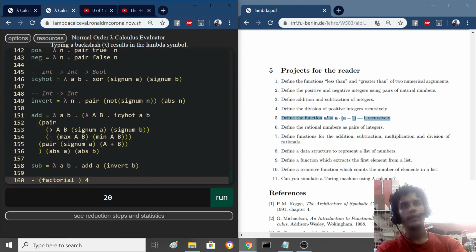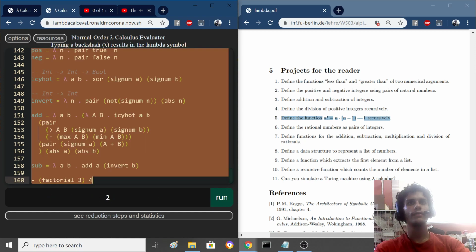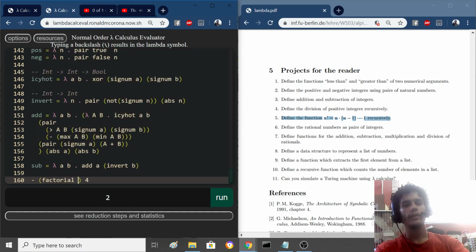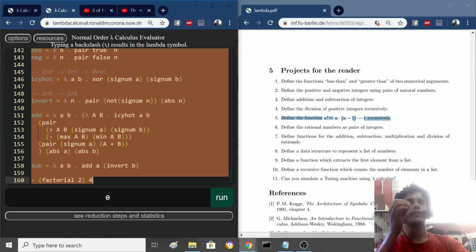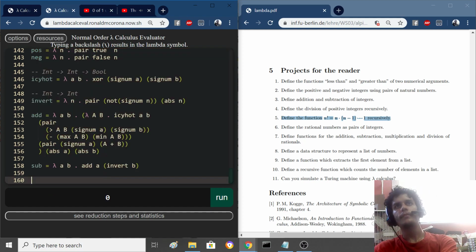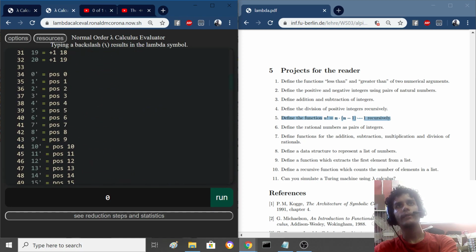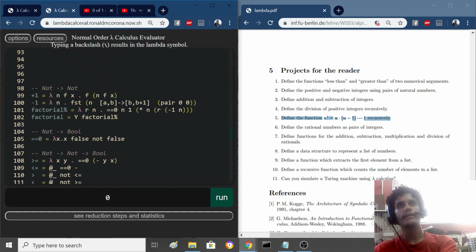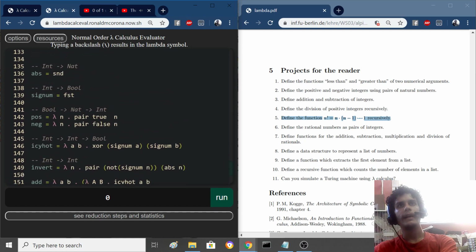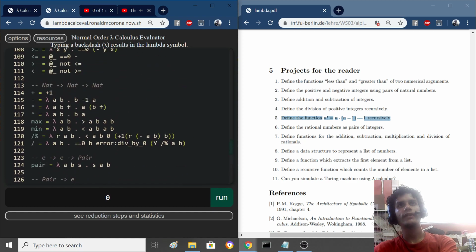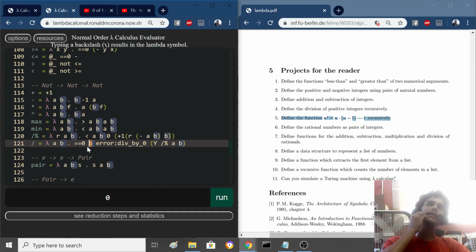Factorial 3 minus 4 should give us 2. Factorial 2 minus 4 should give us 0, because, you know, predecessor of 0, 0. Okay. So there you go. We did a factorial. Very nice. I think I could do the same kind of thing for division as well. Oh, except that I have here the equal 0 b thing, so never mind. I can't do it anymore.